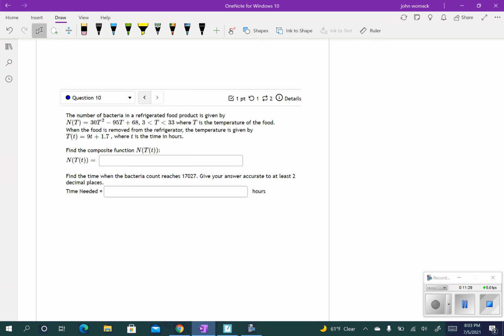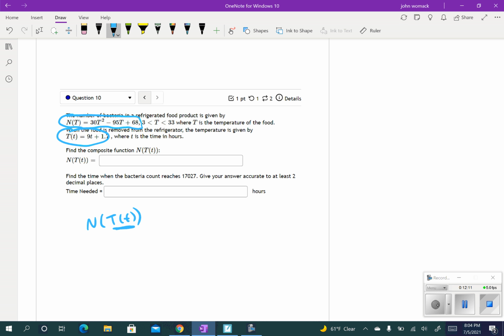Okay, so we've got this big application problem. It says the number of bacteria in a refrigerated food product is given by, as long as the temperature is between 3 and 33 degrees. Let me just circle this. So this is our function right there, where T is the temperature of the food. When the food is removed from the refrigerator, the temperature is given by this, where T is the time in hours. Find the composition of functions N of T of T.